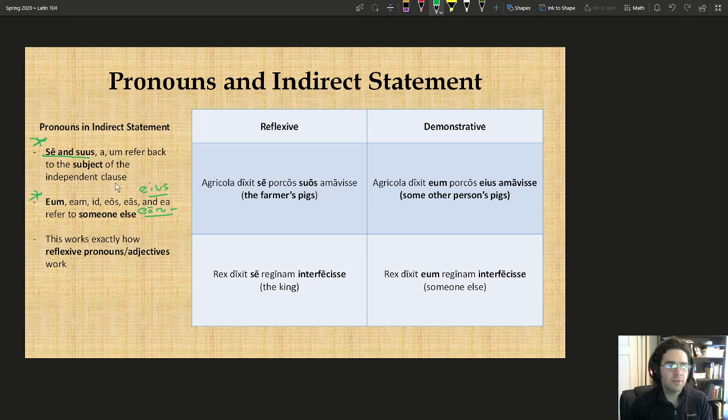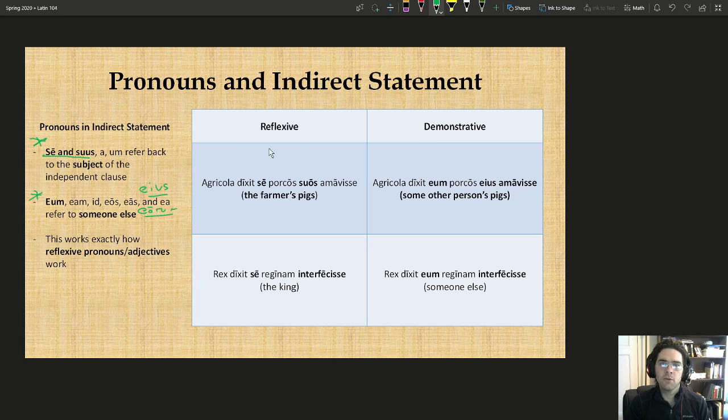So what we're going to see then is that in indirect statement, the same relationship works. It just is slightly modified to account for the changes in indirect statement. Namely that the subject then is going to be in the accusative case, going with the rule of how the accusative and infinitive constructions work for this type of indirect statement. So let's just take a look at these two examples and talk about some different ways that this can change and different things that can happen in this.